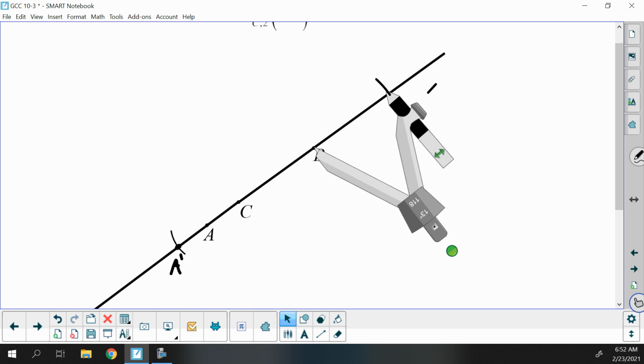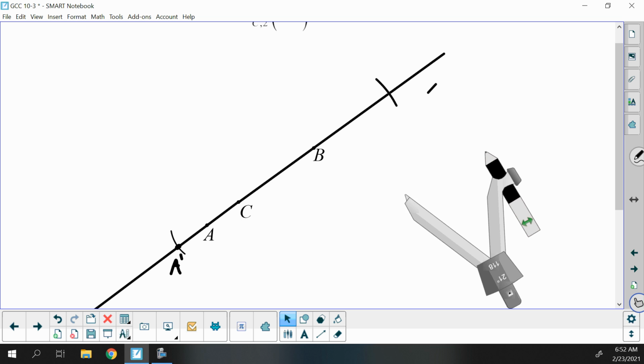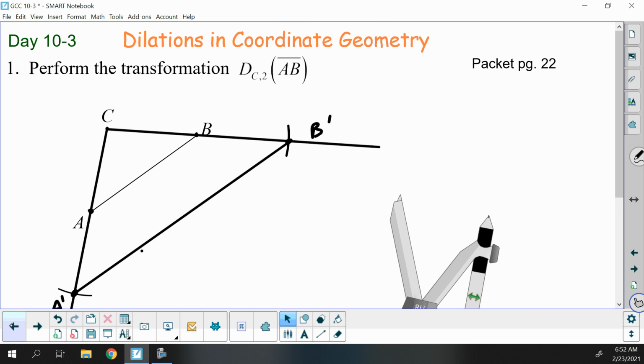And put your point on B, mark that off again, and that's where B prime is. So these two dilations that we constructed illustrate a key point that we're going to work with today. Notice in the first one, when the center of dilation is not on the original line, the dilation creates a line that is parallel to the original line.